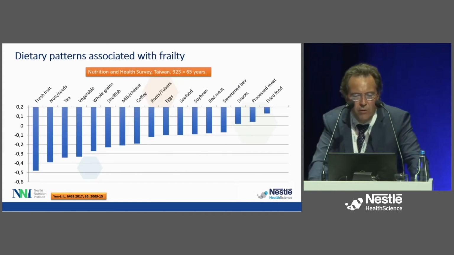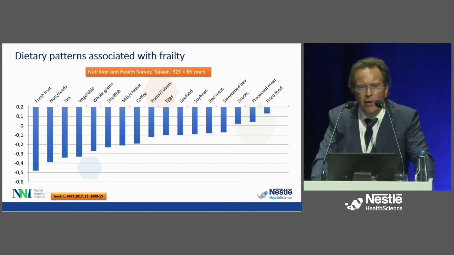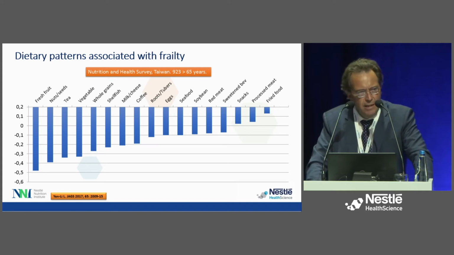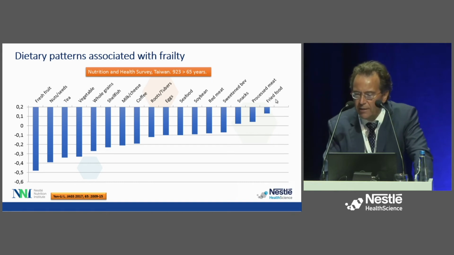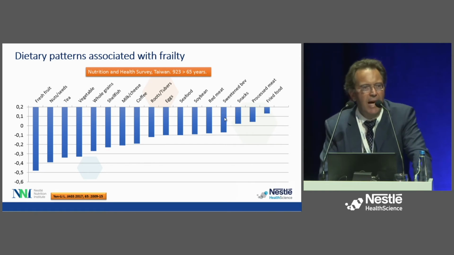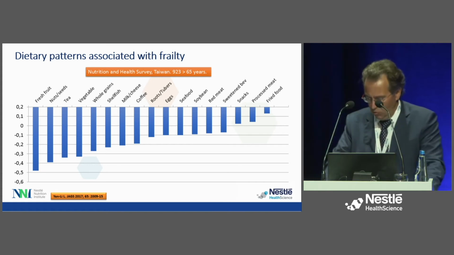We also know from the Nutrition and Health Survey in Taiwan, in almost 1,000 participants, that there are some diets that are associated with incident frailty. You can see here how those people who ate fresh fruit, nuts, seeds, tea, vegetables, whole grains, or shellfish had less incident frailty than those that ate fried food, processed meat, snacks, sweetened beverages, and red meat, who had a higher incidence of frailty. So we know what we must eat to be less frail.